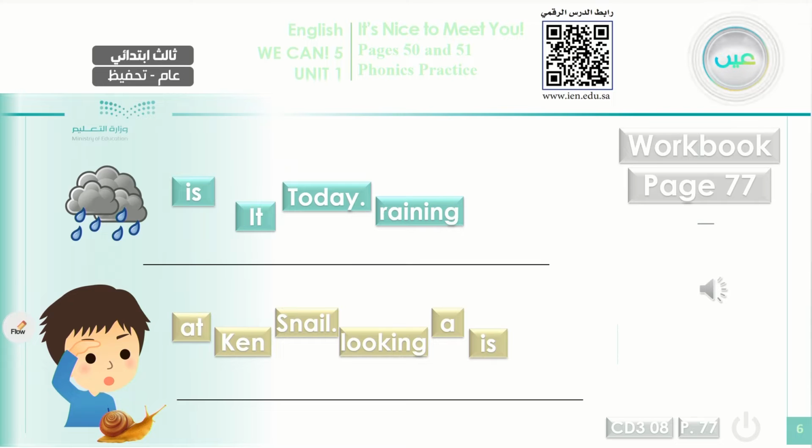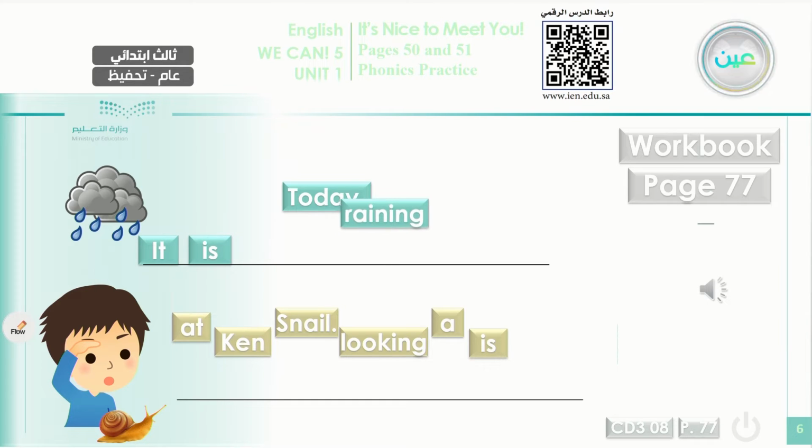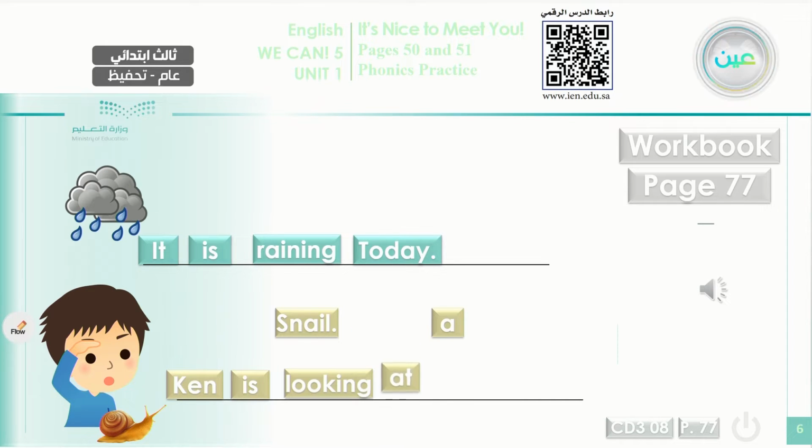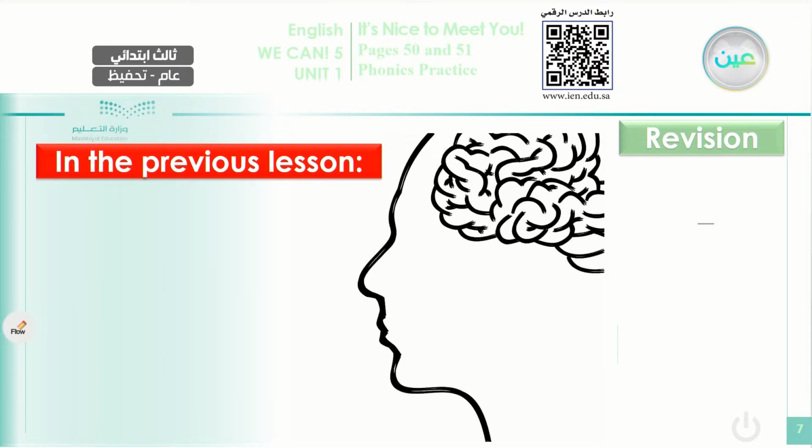Okay. Another sentence, something is happening at the moment. Look at the picture here. It's raining. So we can describe it as it is raining today. Okay, and also we're talking about something happening at the moment now. Look at Ken. What is he looking at? He is looking at a snail. So we can say here Ken is looking at what? What is he looking at? He is looking at a snail. So this is how we can form the sentence.